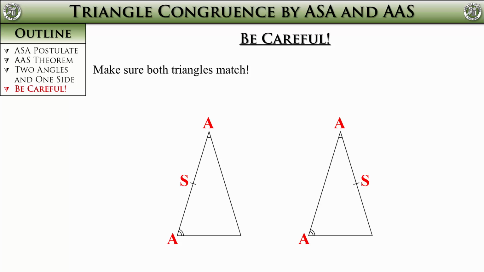Other than that, these work very much like the two from section 4.2. That makes 4 ways to prove triangles congruent so far. One more to go.